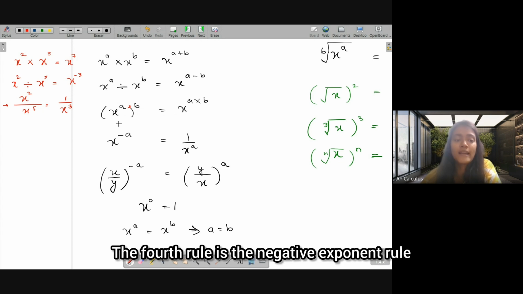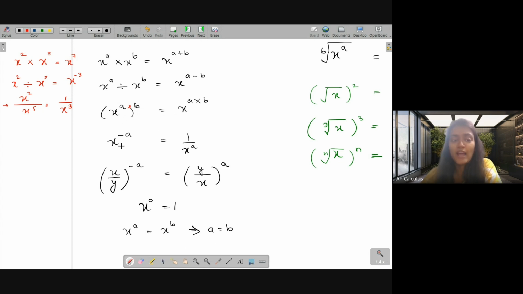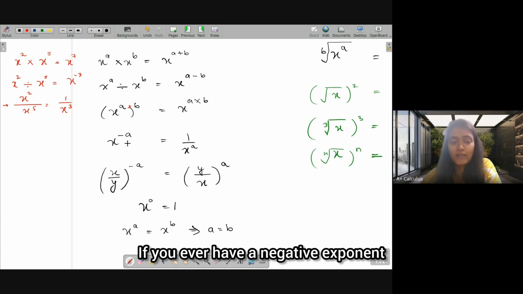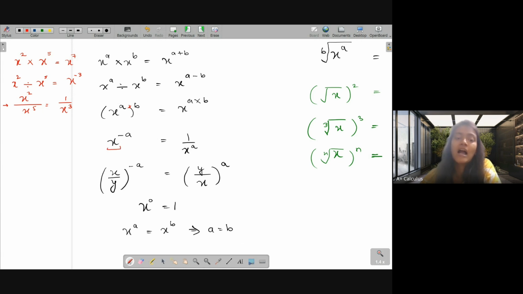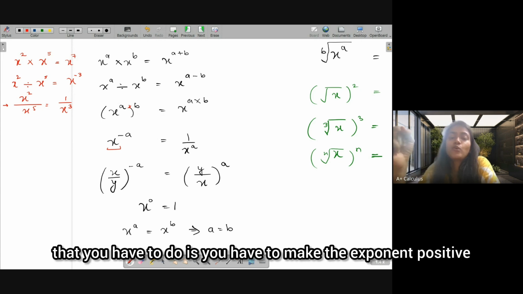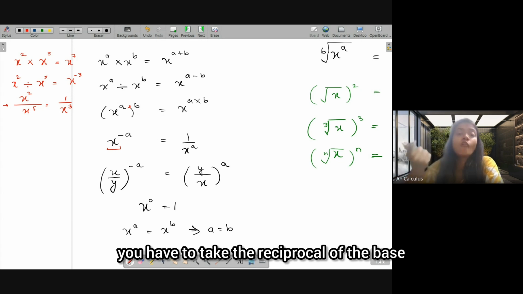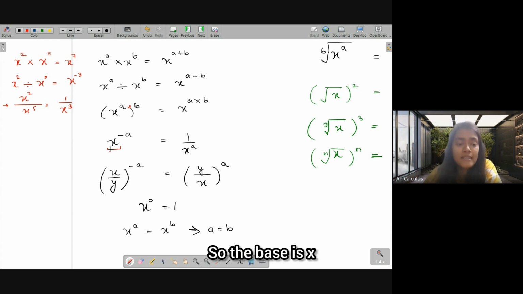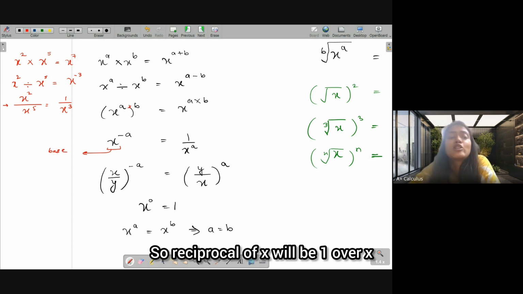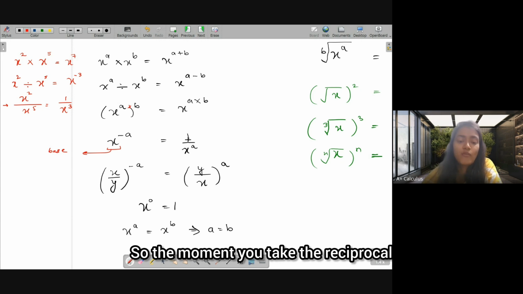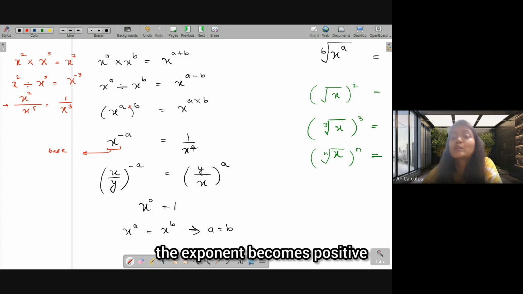The fourth rule is the negative exponent rule. If you ever have a negative exponent, so x is the base, and it is raised to -a, the first thing that you have to do is make the exponent positive. And in order to make the exponent positive, you have to take the reciprocal of the base. The base is x, so the reciprocal of x will be 1 over x. The moment you take the reciprocal, the exponent becomes positive.